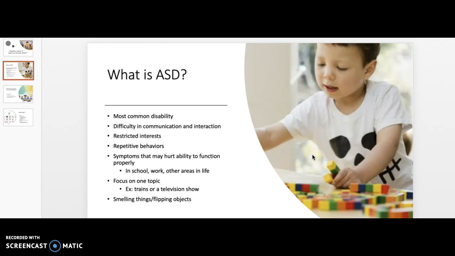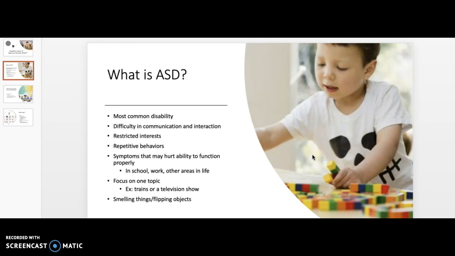ASD is one of the most common disabilities in which children who are diagnosed with this disorder tend to have difficulty with communication and interaction with other people, restricted interest and repetitive behaviors, and also symptoms that hurt the person's ability to function properly in school, work, and other areas in life.